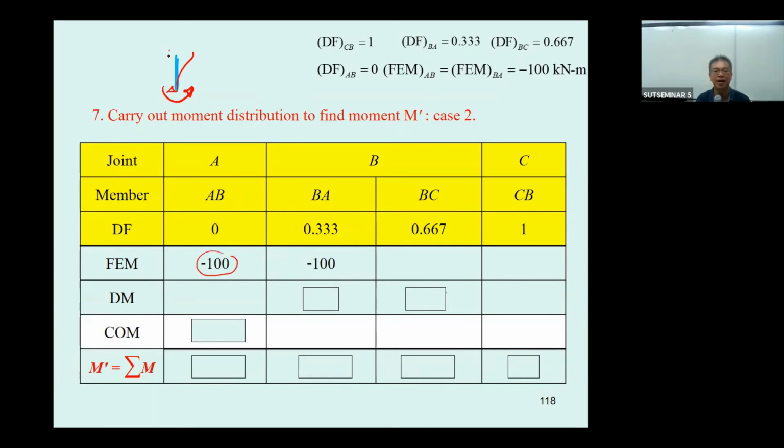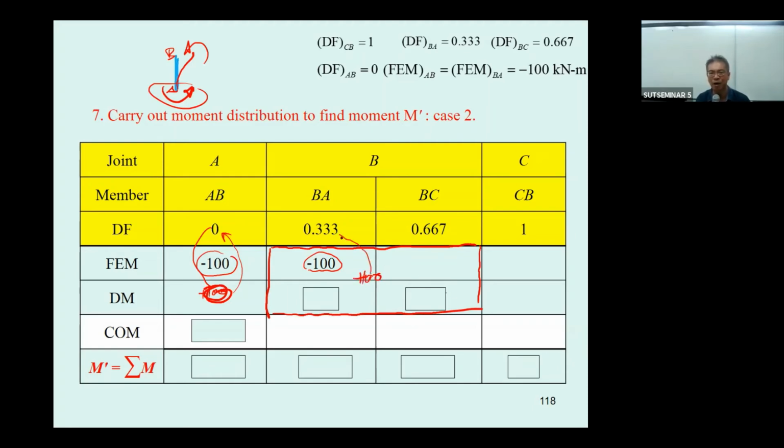This is A, this is B, and this is going to be fixed end moment BA. Both of them counterclockwise is going to be negative. It's required 100 to be in equilibrium at point A, and then time 0 and take downward here is going to be 0. Talking about the point B.